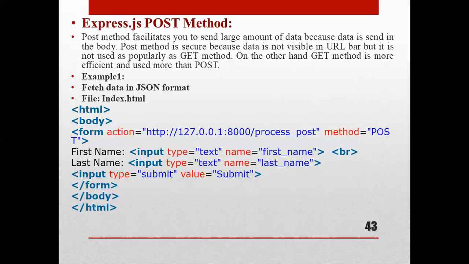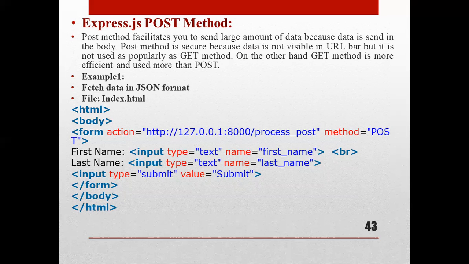Now the Express.js post method. The post method facilitates you to send a large amount of data because data is sent in the body. The post method is secure because data is not visible in the URL, but it is not used as popularly as the get method. On the other hand, the get method is more efficient and used more than the post.